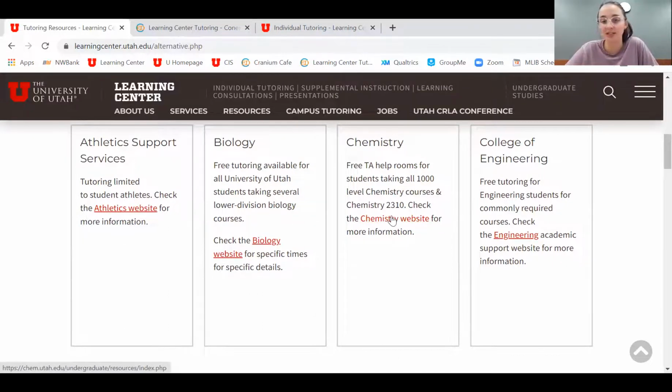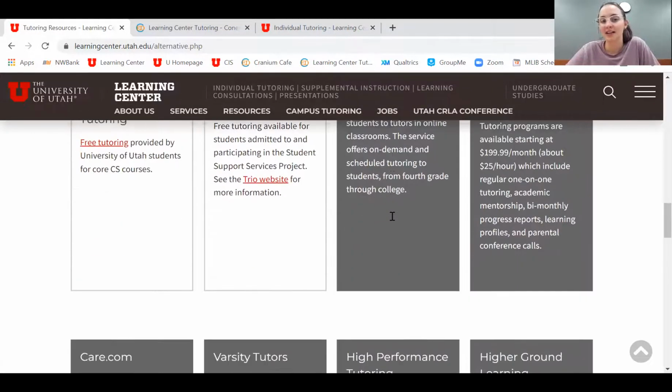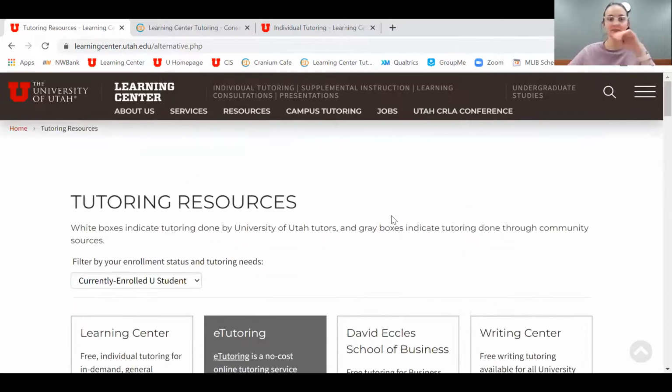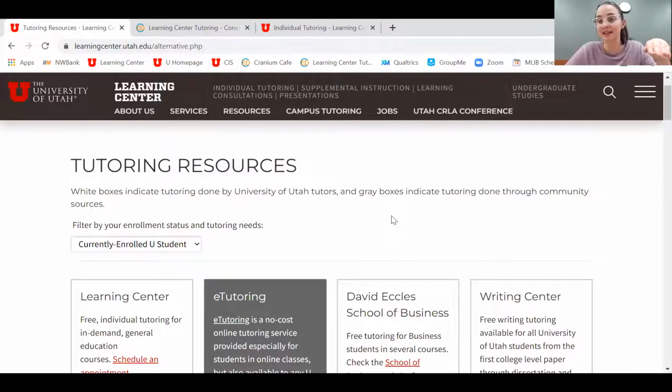You want to see what chemistry has to offer, right? So all these kinds of things are in here. The white boxes mean that they are services offered by University of Utah students. The gray boxes mean that they are offered by community services, but still available to you as a student.